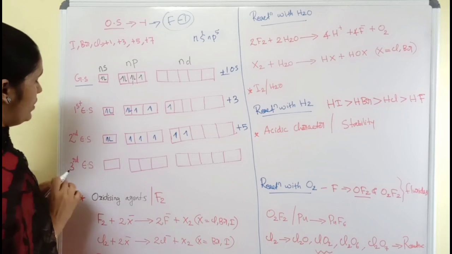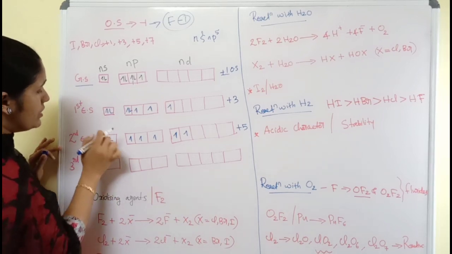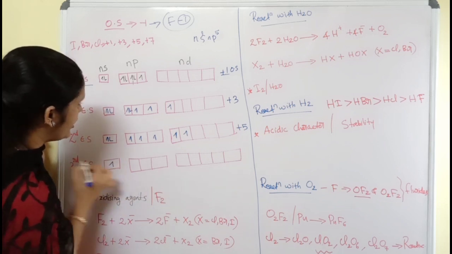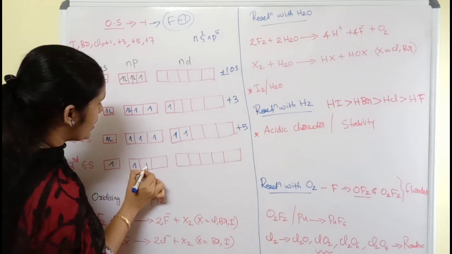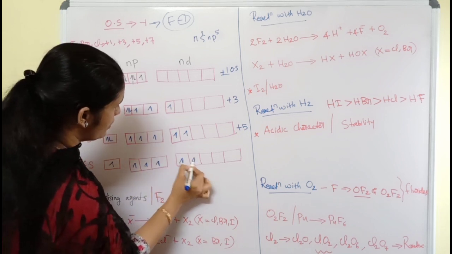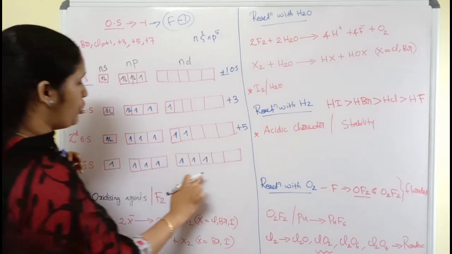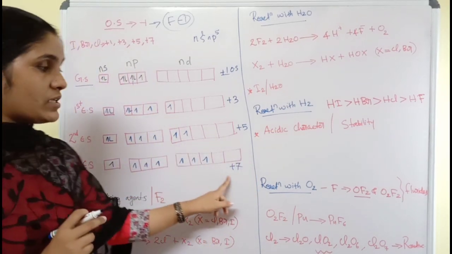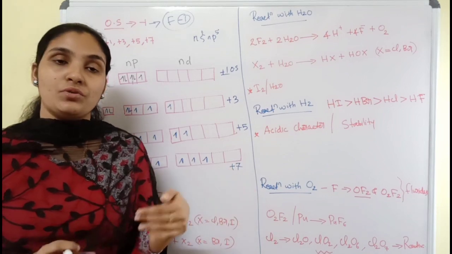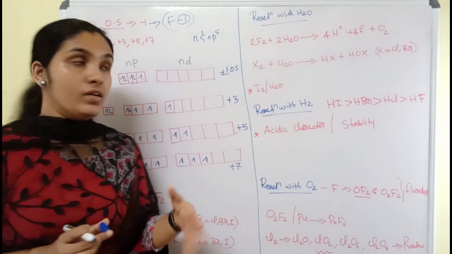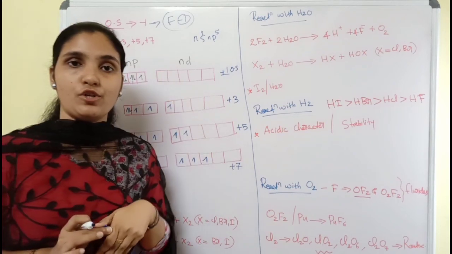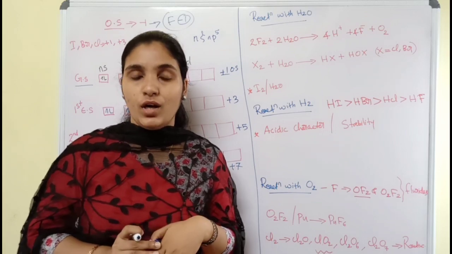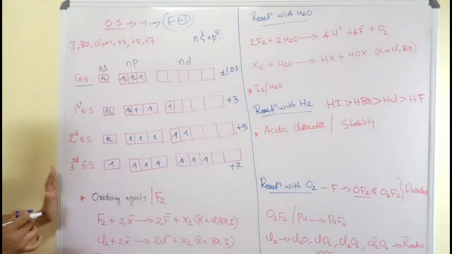Okay. Now the third excited state. Here the paired electrons present in the ns orbital also undergo excitation, and here also it becomes a single electron, and that electron is also excited to the nd orbital. Now there are a total of 7 unpaired electrons, and in this case halogens exhibit +7 oxidation state. So this is the explanation for the higher positive oxidation states of halogens that can be explained with the help of electronic configuration.